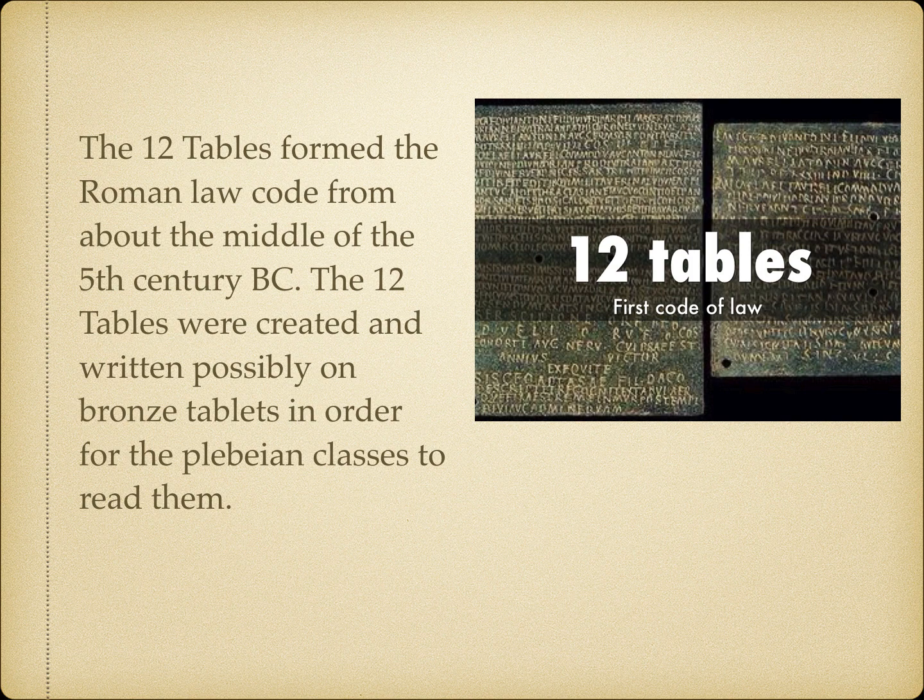But the 12 tables that we're talking about with ancient Rome formed the Roman law code from about the middle of the 5th century BC, from basically 450 BC. Now the 12 tables were created and written possibly on very large bronze tablets, written in Latin of course, in order for the plebeian or lower classes to read them. Okay? And so it was very important to make the law code public so that everyone could see it.